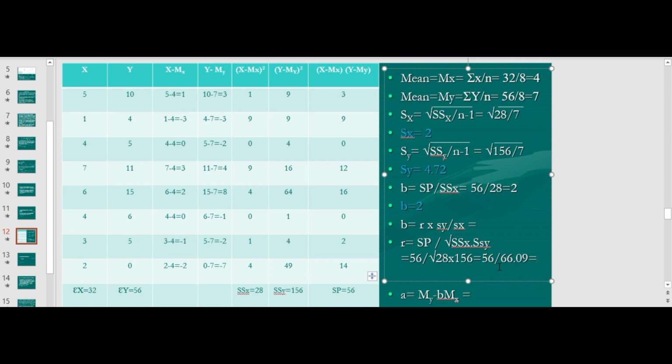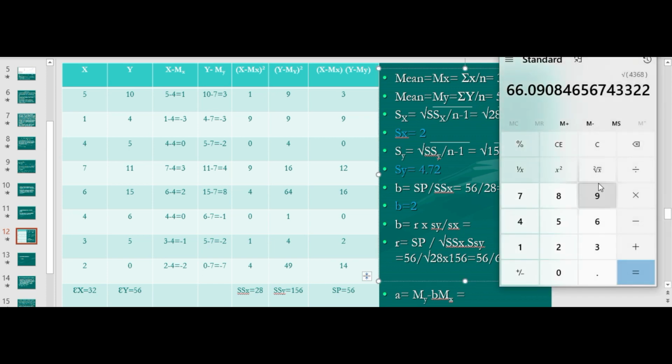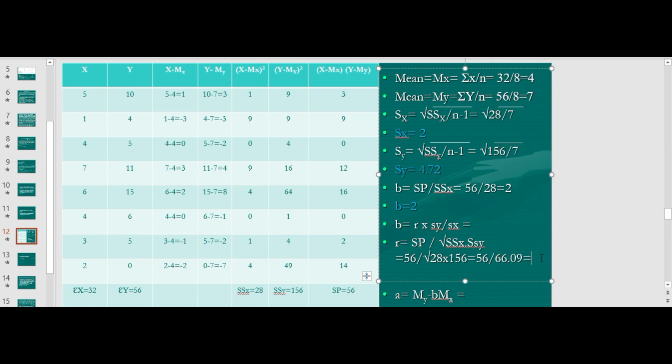And when we divide this value, 56 divided by 66.09, it is equal to 0.85 (0.847). 0.85 is the value of r for the correlation.